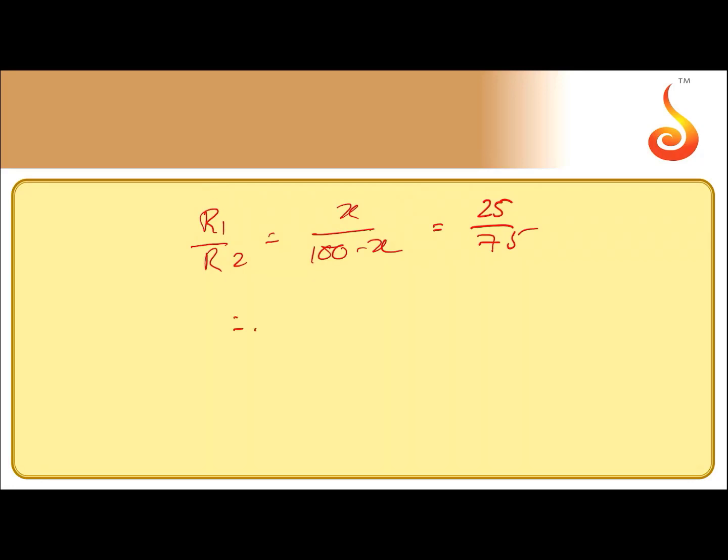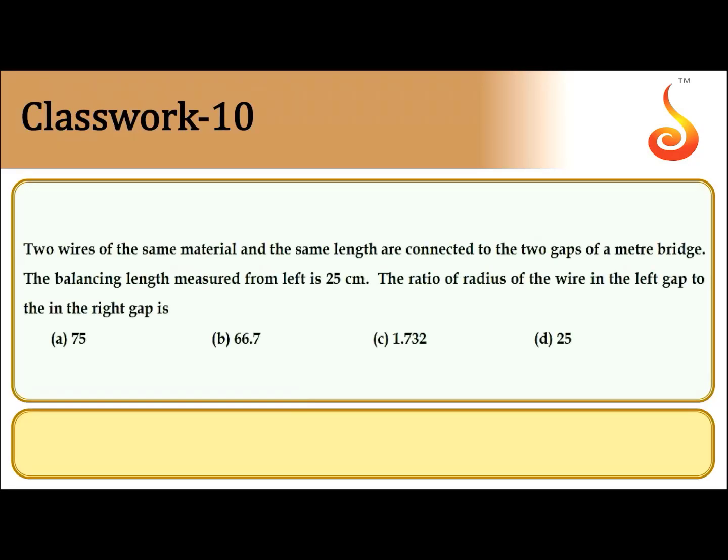So, R1 divided by R2, you know, is r2 square divided by r1 square is 25 by 75. And this simplifies to r1 by r2 is equal to root 3 is to 1. Therefore, the ratio r1 by r2 is root 3 is to 1. That is option C.